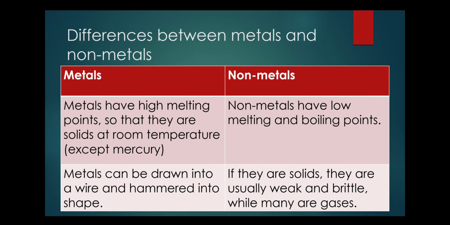Metals have high melting points, so that they are solids at room temperature, except mercury. Mercury is a naughty metal which is a liquid at room temperature. Metals can be drawn into a wire and hammered into shape, whereas non-metals have low melting points and boiling points.